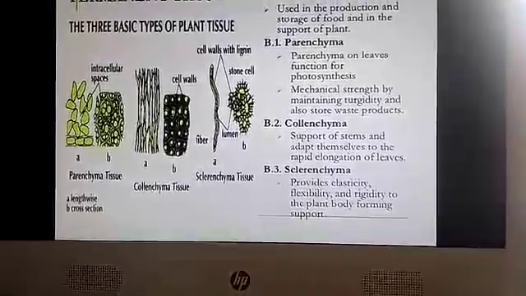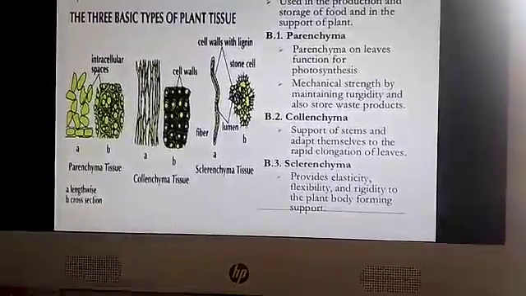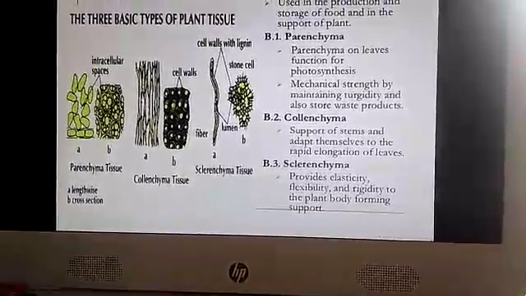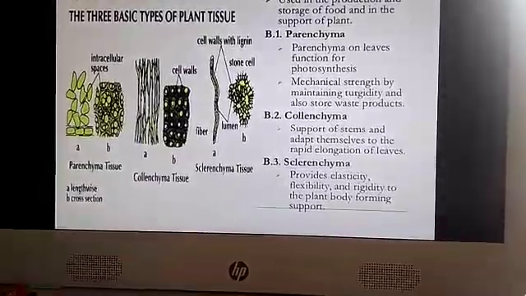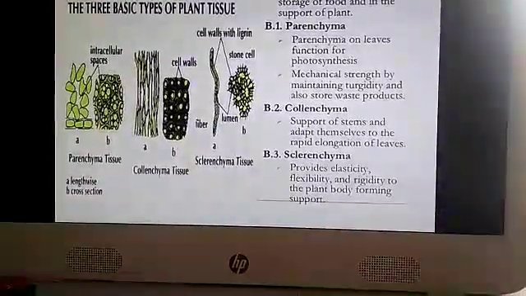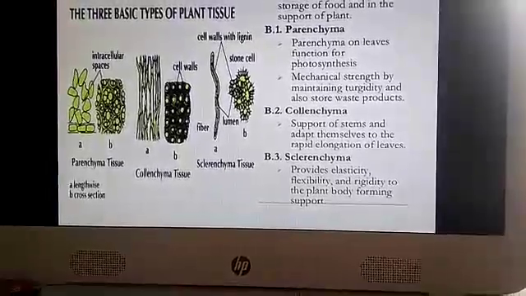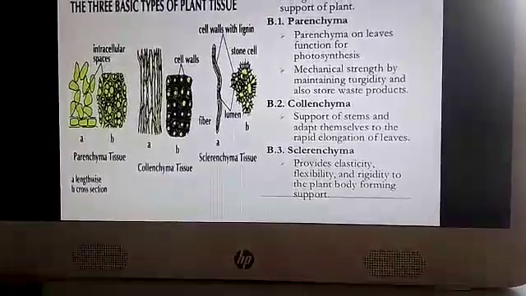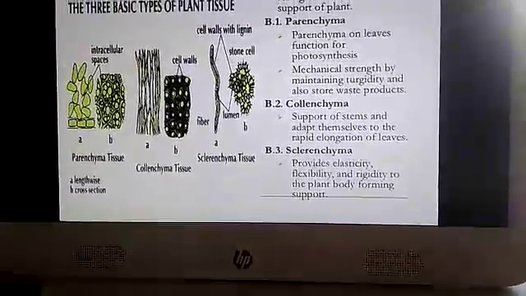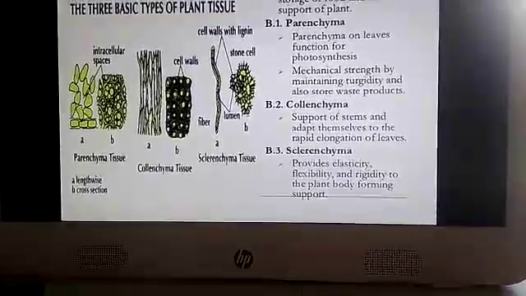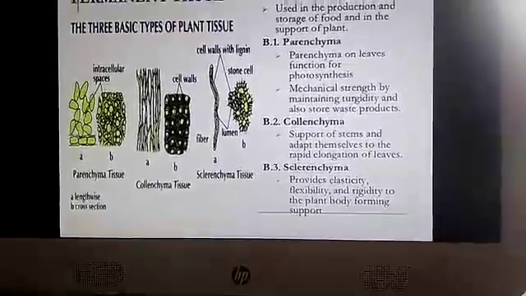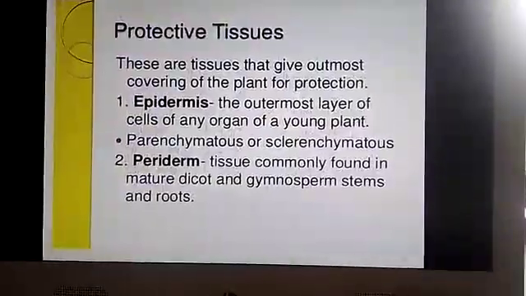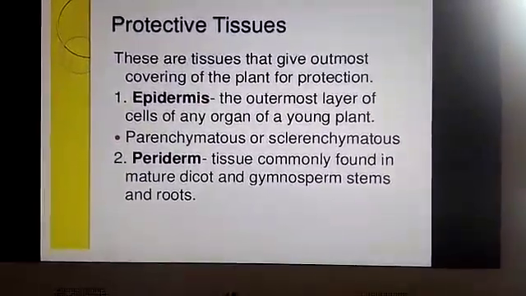And sclerenchyma tissue provides elasticity, flexibility and rigidity to the plant body, forming a support. See here, the cell wall with lignin and lumen. And the cells are very rigid, tight, and they are fibers. That's why it provides elasticity. And these tissues are long lasting. And protective tissues, those are permanent tissues.